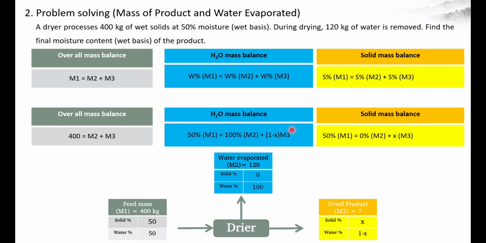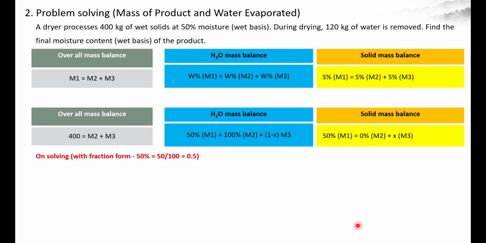Coming back to the water balance equation, in the stream M3, the water percentage is represented by 1 minus x, so I have multiplied by 1 minus x. Coming to the solid balance equation, I multiply the solid percentage of each stream. In the M1 stream, the solid percentage is 50%. In the M2 stream, the solid percentage is 0. And in the M3 stream, it is x. Now we have these equations, let's try to solve. As usual, the percentage can be written as a fraction, so 50% means 0.5. Coming to the overall mass balance equation, M2 plus M3 is equal to 400.